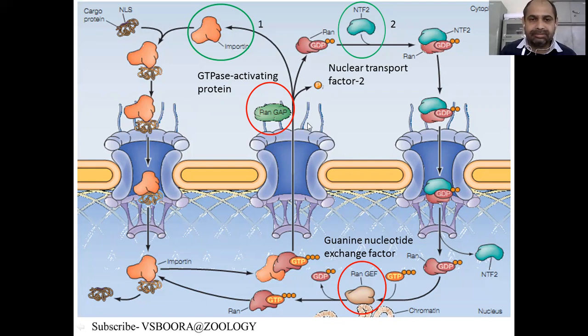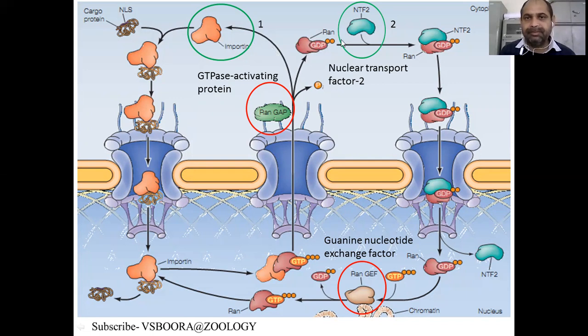At the outer ring, the cytoplasmic phase, there is an enzyme, RAN GAP, which is responsible for the hydrolysis of GTP linked to RAN and the exportin protein. It is hydrolyzed and releases an inorganic phosphate molecule, and importin is released again into the cytoplasm.